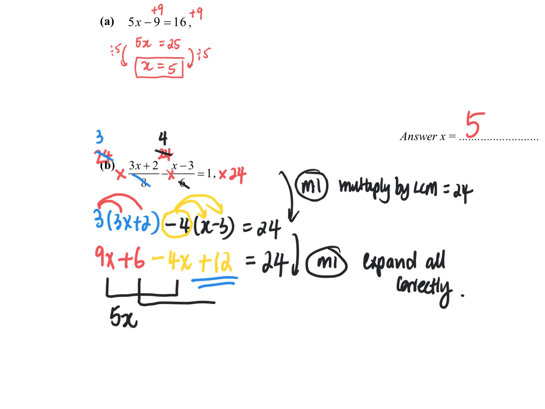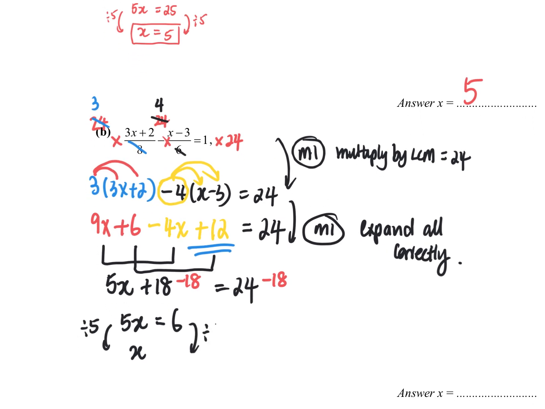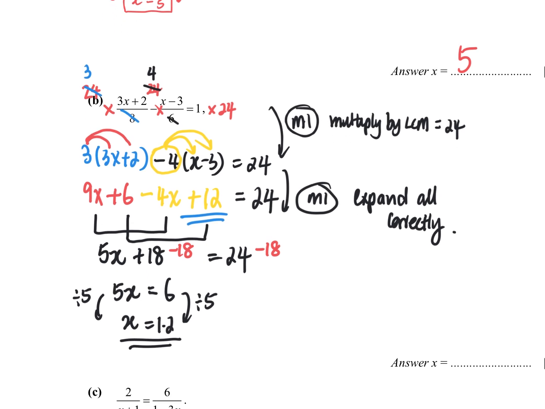Okay, then lastly, let's try to simplify this. 5x, 18. So we subtract 18 on both sides. So 5x is 6. So x, divide by 5 on both sides. So you get 1.2, or 1 and 1/5.